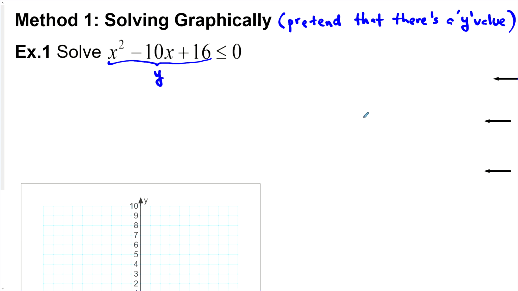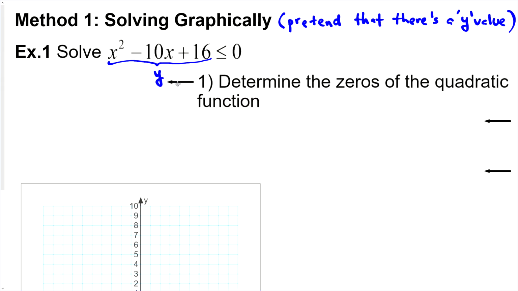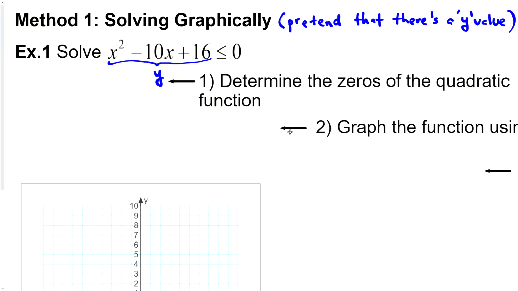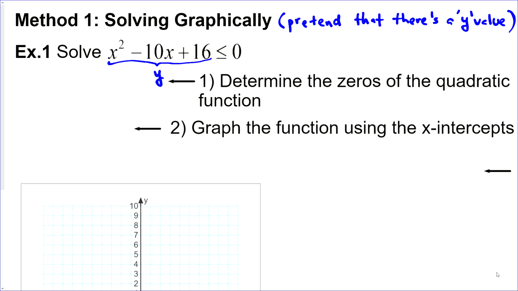Okay, so the first thing we need to do is find the x-intercepts. Determine the zeros of the quadratic function. Next, we'll want to graph the function using those x-intercepts. We don't have to graph that carefully. We're mostly concerned with the x-intercepts. Let's give it a try here. So it would be x minus 8 and x minus 2 is less than or equal to 0. So we can see that our x-intercepts are 2 and 8.